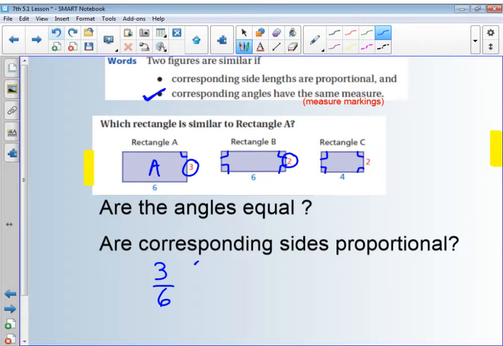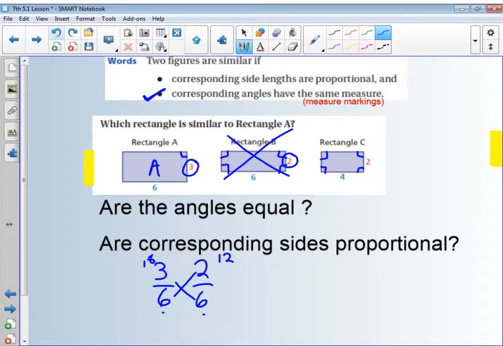So 2/6. So now if I check cross products, I can tell right away it's not, because this is 1/2 and this is 1/3. But if I check cross products, that's 12. This is 18. So these are not proportional. They look proportional, but they're not. Or similar, sorry. But they are not proportional, so therefore they're not similar.